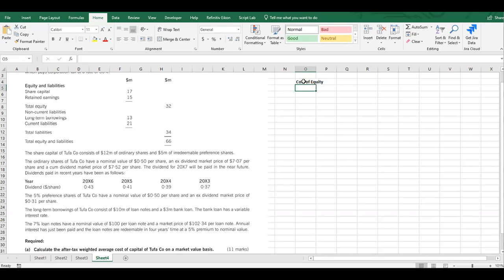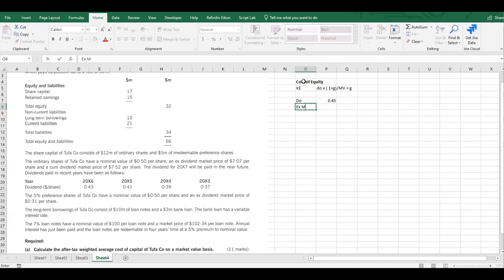We will be calculating this using the dividend valuation model. So cost of equity is equal to D naught into 1 plus g, you don't need to write the formula in the exam, I am telling you beforehand, just writing the formula for reference purposes, divided by market value plus g. So what is D naught? D naught is equal to 7.52 minus 7.07, 0.45 is the dividend per share.